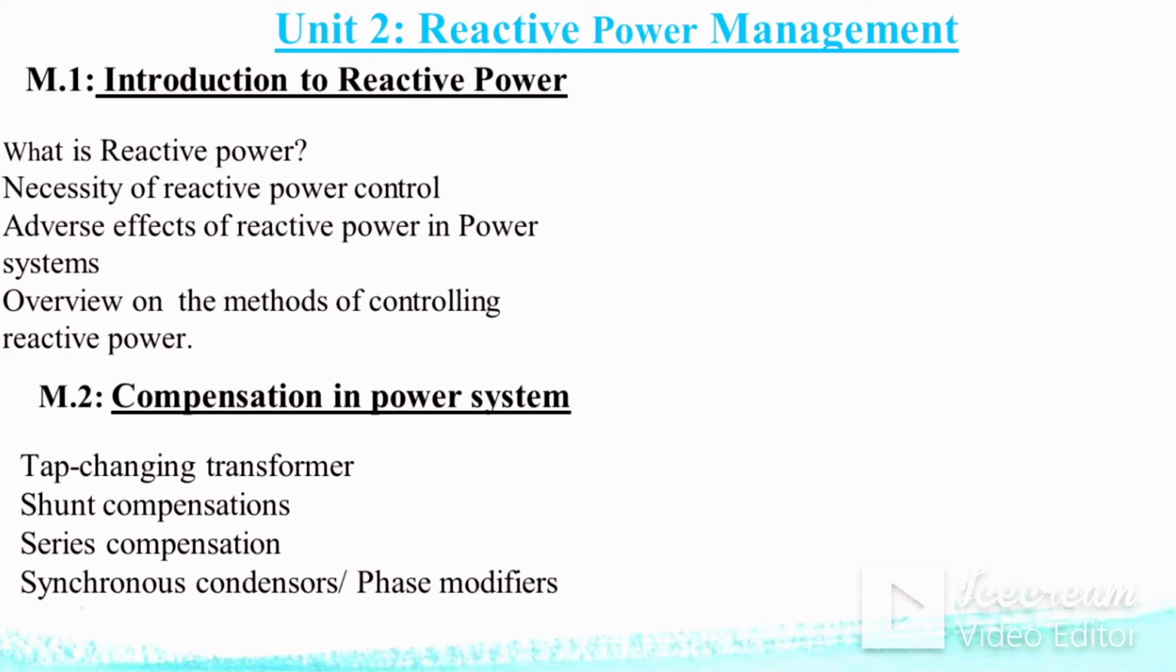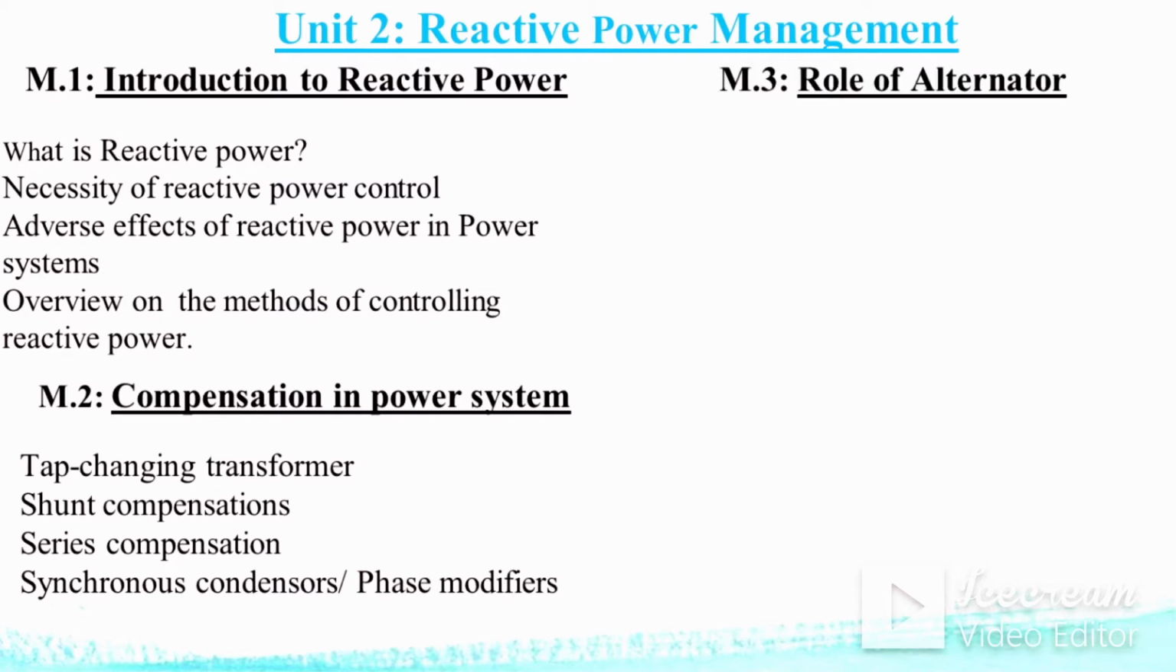Usually, in the reference textbook, you will see that there are only 3 types of compensating techniques for reactive power, that is shunt compensation, series compensation, and synchronous condensers or phase modifiers. Here, the tap changing transformer cannot be classified as one of the techniques because it uses regulating tappings for changing the magnitude of the voltage.